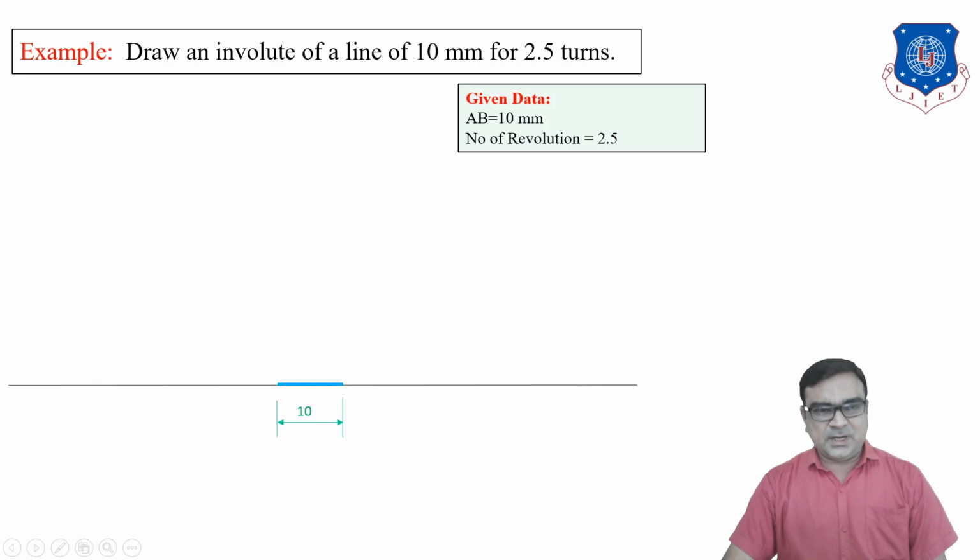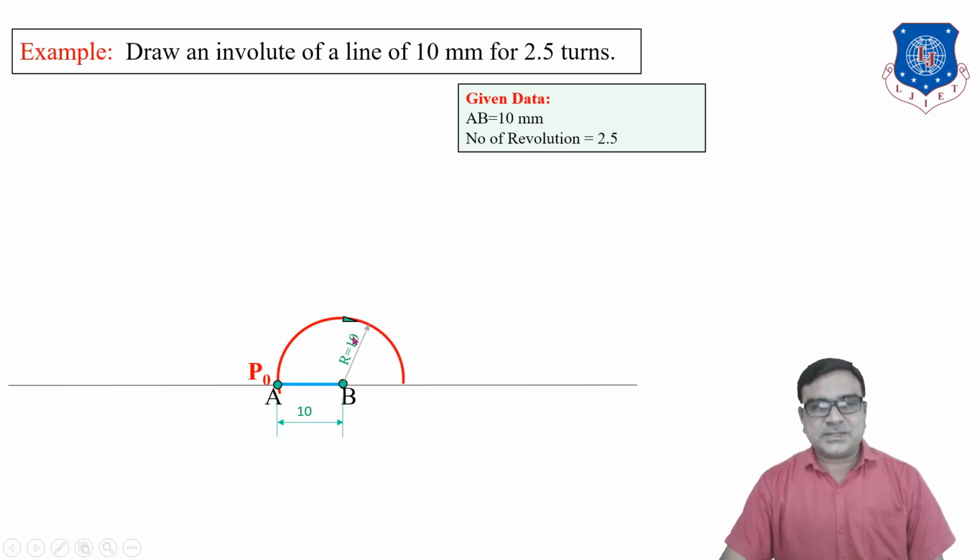Draw a horizontal line. On that line we mark a 10 mm long line AB. Now P0 is the end of the string. Actually the string is in wound condition and we have to unwind the string from this line. So the end of the string is P0. When we unwind the string half a turn, we will get a semicircle like this. The semicircle is of radius 10 and the center of this semicircle is B. So this is the involute of a line for half a revolution.